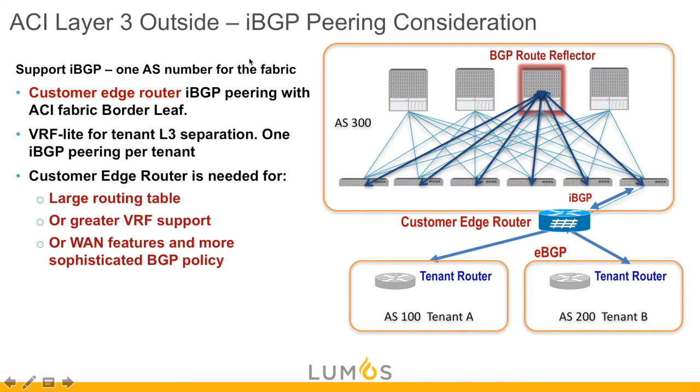We can do IBGP, so we have a router here and we've got IBGP going on. The ACI fabric will require its own AS number, so one AS per fabric. And then we can do IBGP peer to a router, and then we can do EBGP to the outside world. So why would we want to do that? Why can't we just do an EBGP peer to the leaves?